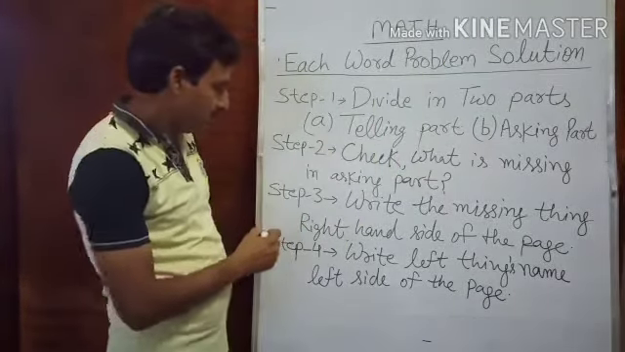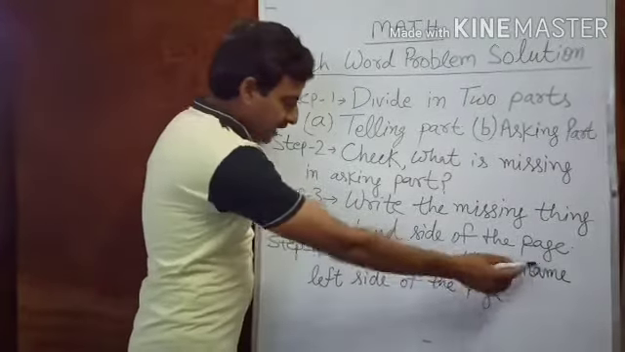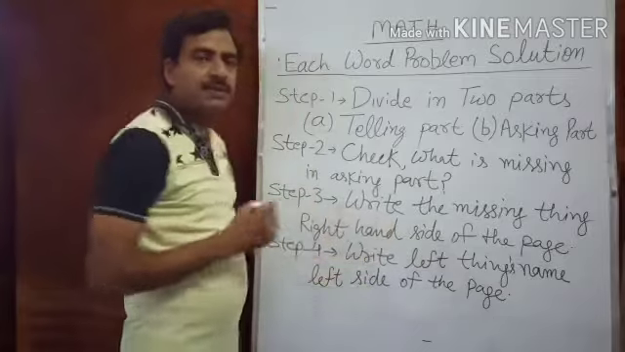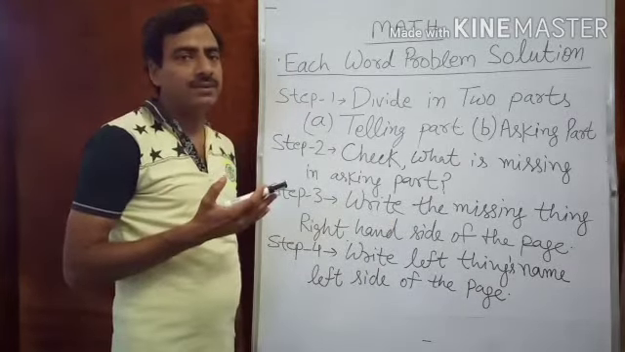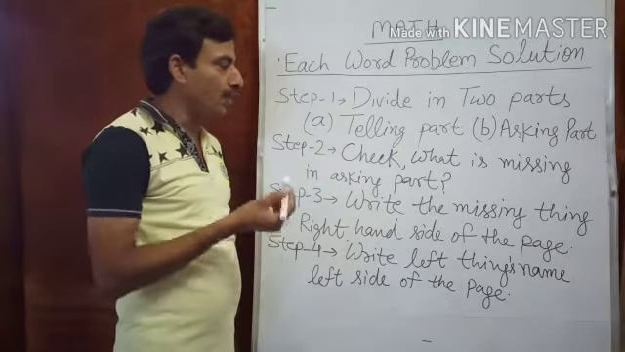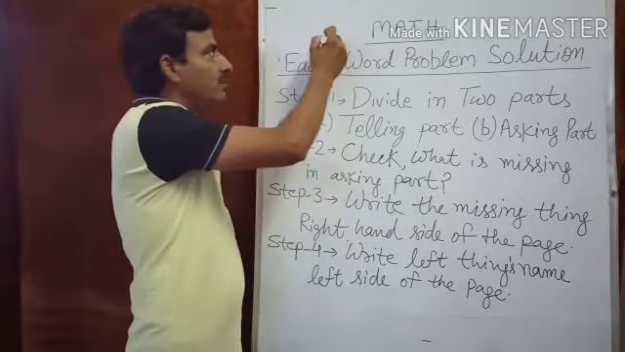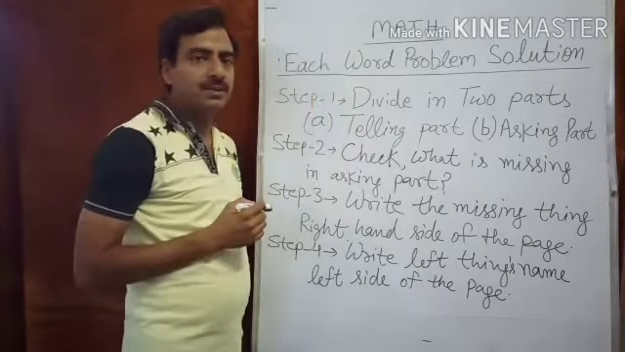Next, step 4, write the left thing's name on the left side of the page. Means left things, the second thing that is given in the question. You can choose it from the asking part and write it down on this side of the page, means the left side of the page.